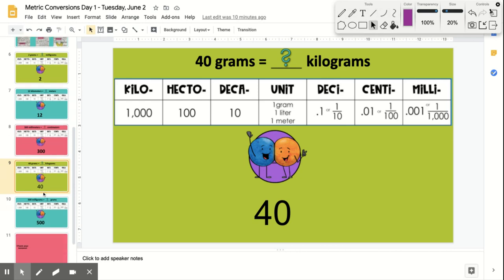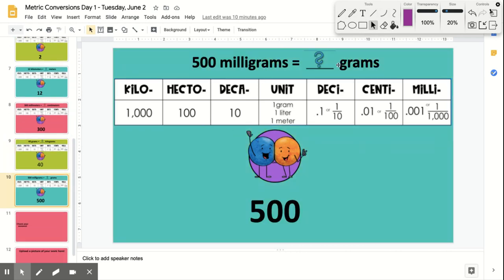Yeah, last one. 500 milligrams to grams. So looking at our visual, we're going from milligrams, the smallest unit, to grams right here in the center. So 1, 2, 3, that tells you how many times to move the decimal point. We're moving to the left, so that is the same thing as dividing by 10 each time you move the decimal point. So 500 is a whole number, decimal point is here when we start, and we move it 3 times. So 1, 2, 3.